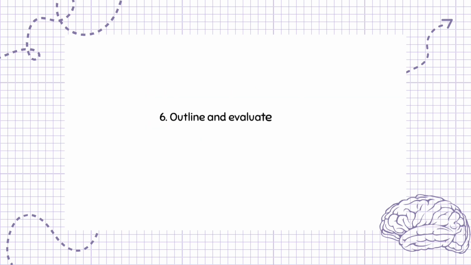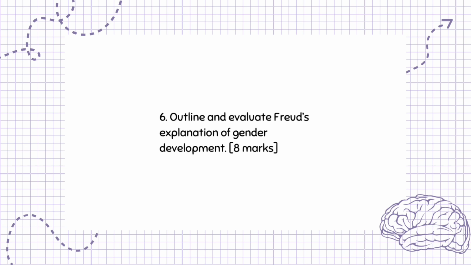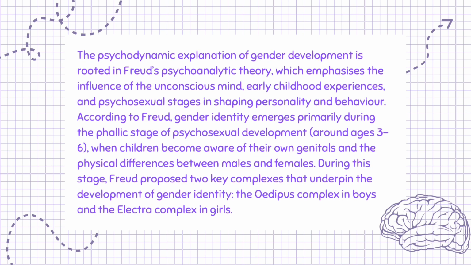Question 6. Outline and evaluate Freud's explanation of gender development. 8 marks. The psychodynamic explanation of gender development is rooted in Freud's psychoanalytic theory, which emphasizes the influence of the unconscious mind, early childhood experiences, and psychosexual stages in shaping personality and behavior. According to Freud, gender identity emerges primarily during the phallic stage of psychosexual development, around ages 3 to 6, when children become aware of their own genitals and the physical differences between males and females.